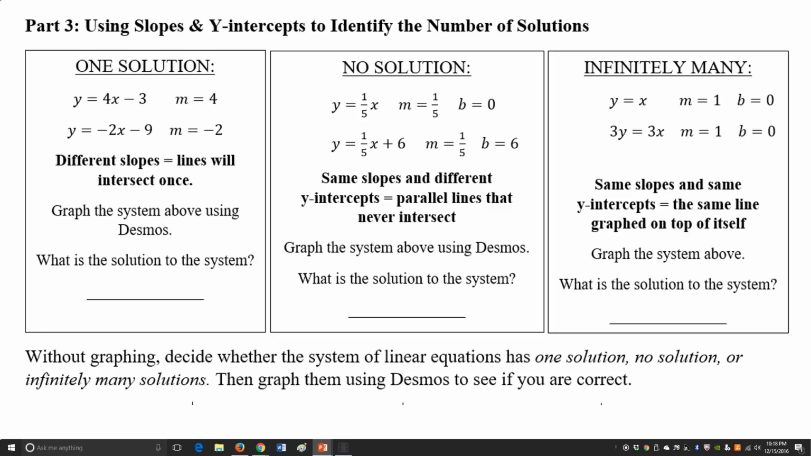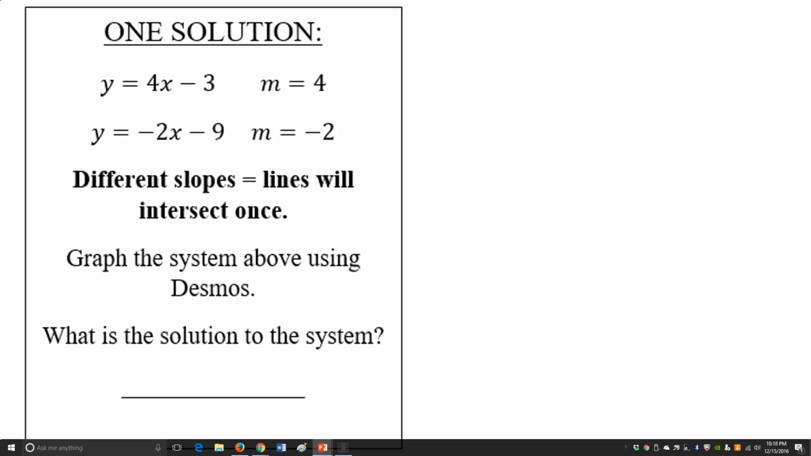Okay, Math 8, we're on to the last part of this section. So we're going to be looking at what types of solutions we have for different systems. And there are three main types, as you can see here. So looking at one solution first. Highlighter is coming in handy in order to point out the key features.